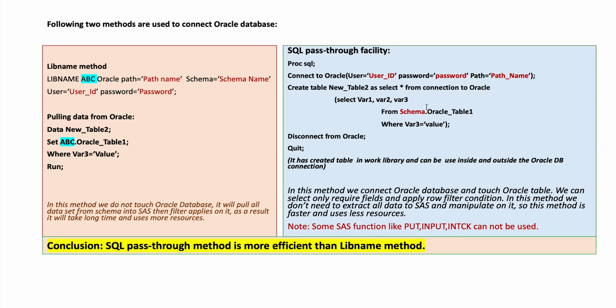Now, what is the conclusion? The conclusion is that the SQL pass-through method is more efficient than the libname method. In this way, by using two methods, one is the libname method, another one is the proc SQL pass-through method, we can connect SAS to the Oracle database and extract the data from the database.